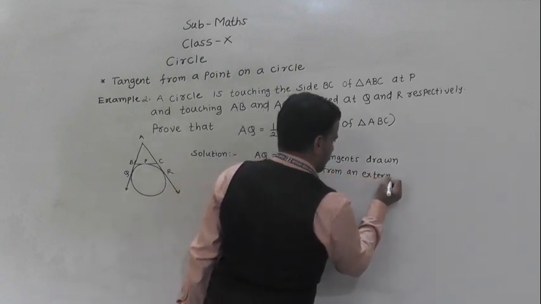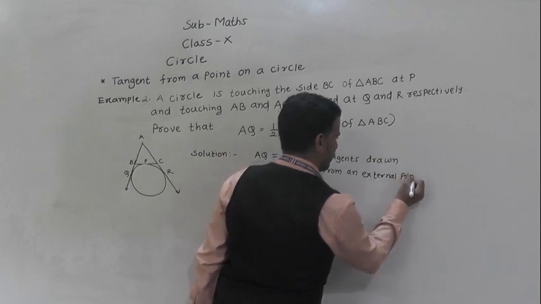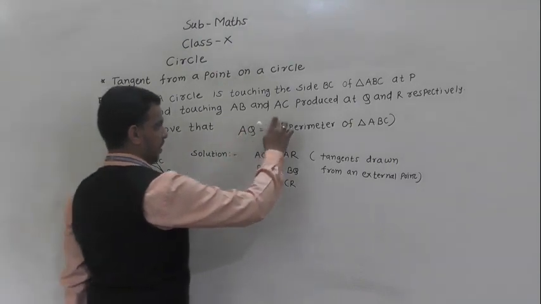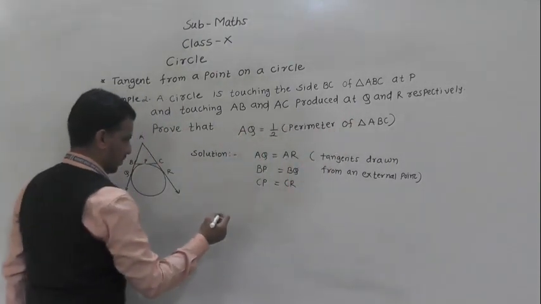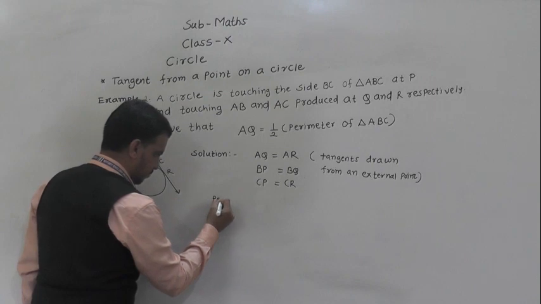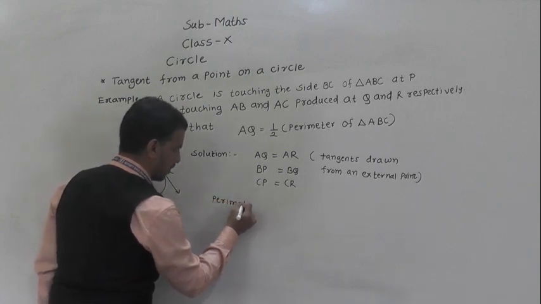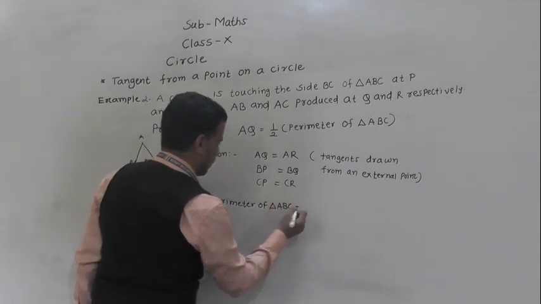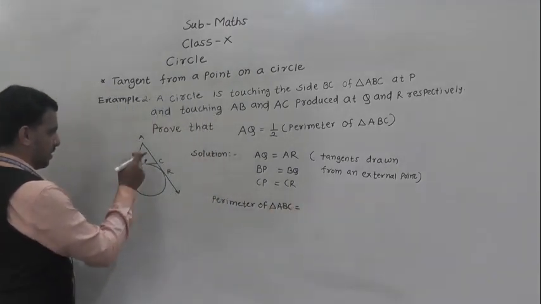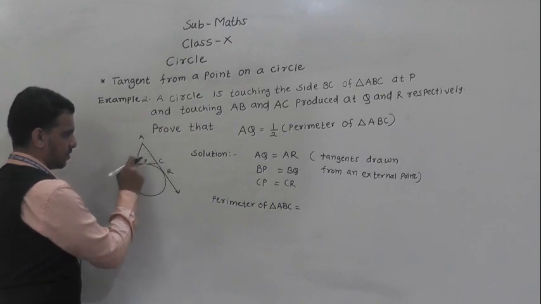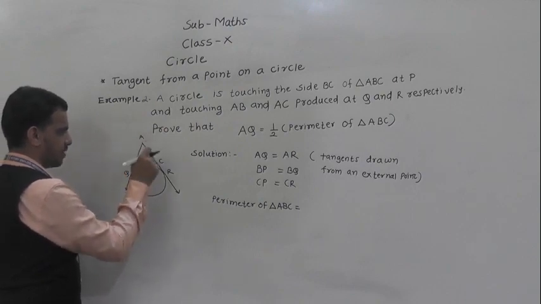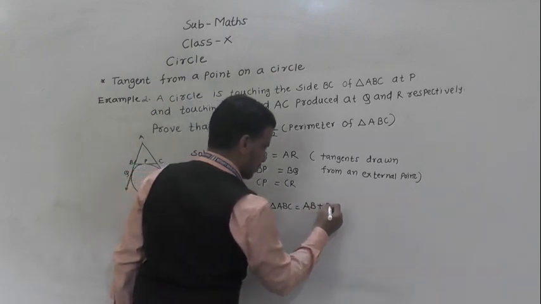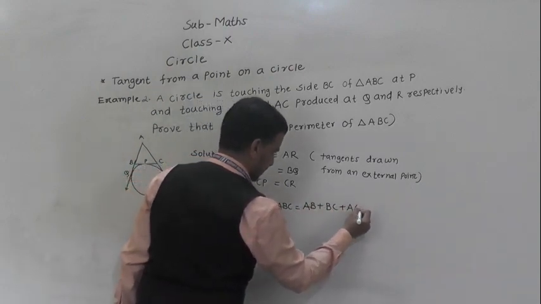Now we have to show that AQ is equal to half into perimeter of triangle ABC. So we will start from the perimeter of triangle ABC. Perimeter means sum of all the three sides of triangle ABC, so AB plus BC plus AC.